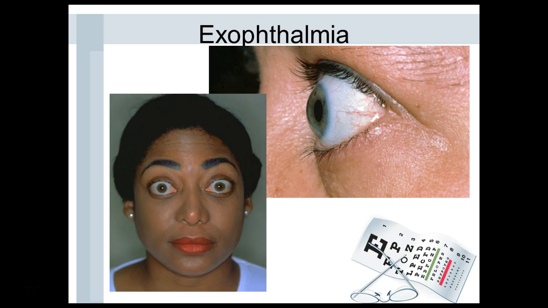Exophthalmos is related to hyperthyroidism, also called Graves' disease. You'll notice that the muscles of the eye become enlarged, so they pop out, and you actually see more of the sclera. From the side view, you can actually see how it pops out. So we have to protect these patients and make sure they have eye drops to keep their eyes moist.